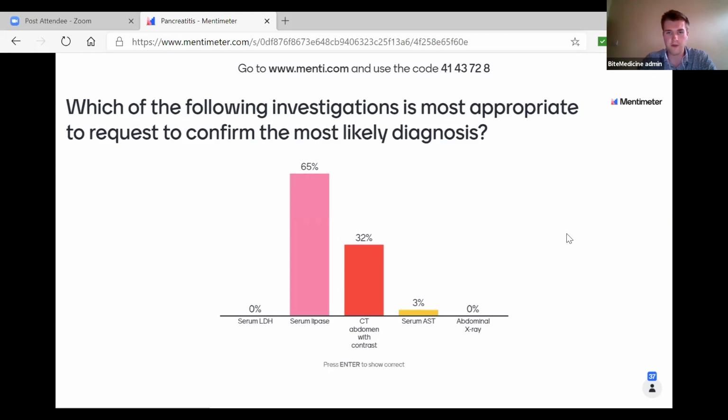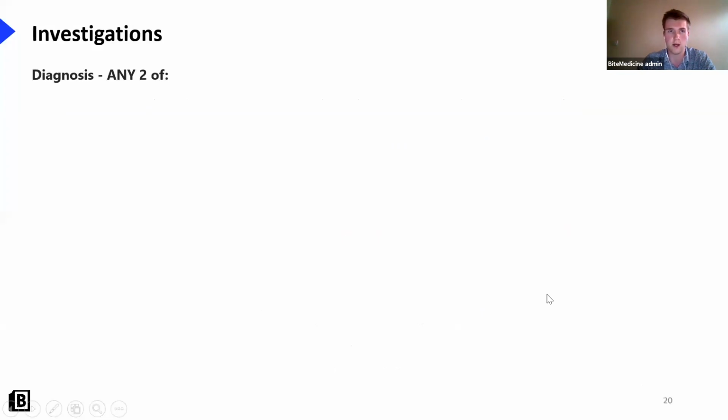Okay, and the reveal. I thought that this is how it would go. So we've got two-thirds suggesting serum lipase, which is an example of a pancreatic enzyme, and one-third suggesting CT abdomen with contrast. Now, the question is asking which is the most appropriate to request to confirm the likely diagnosis. And the answer is serum lipase. So let's return to our presentation and see why that might be.